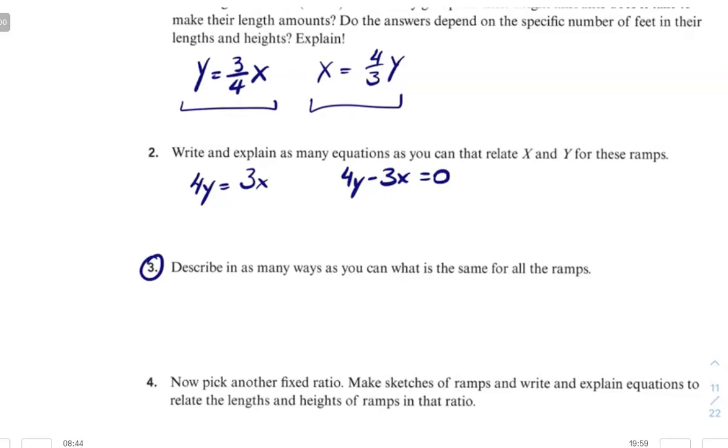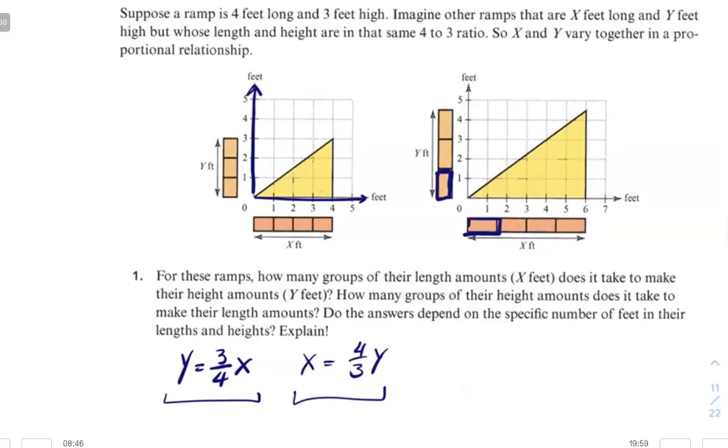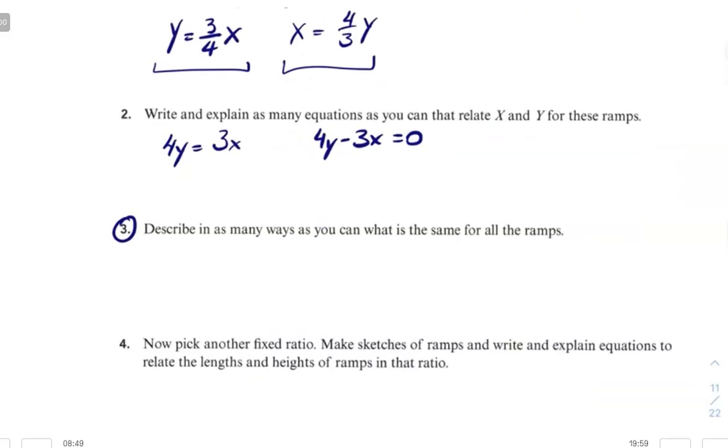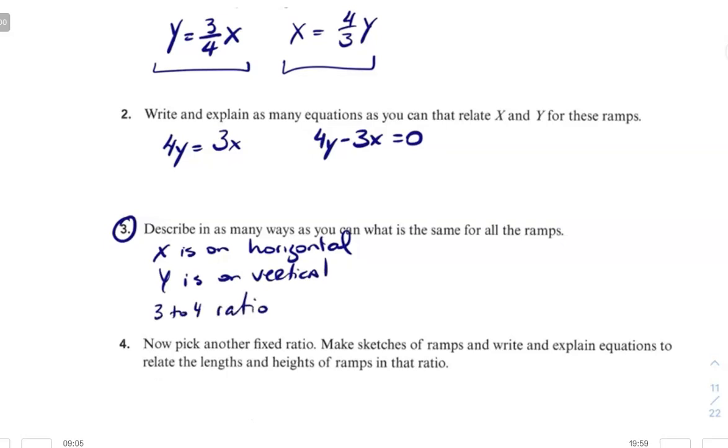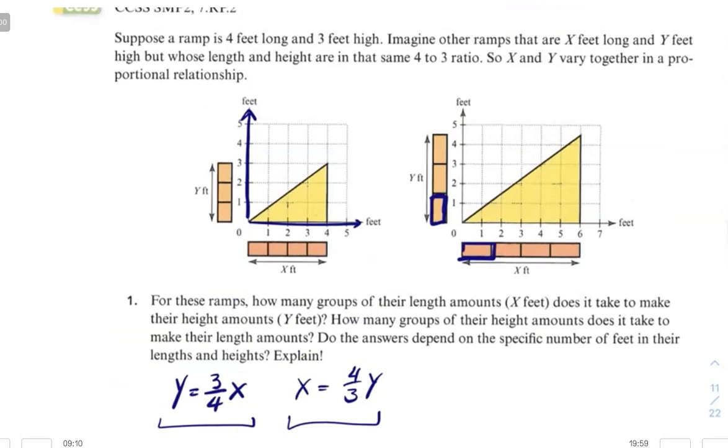So what were some of the things that you noticed that were the same? Well, we can say x is on horizontal, y is on vertical, there's a 3:4 ratio. Now, the other thing that you may have noticed here is that the slope or the steepness of the ramp is actually the same.